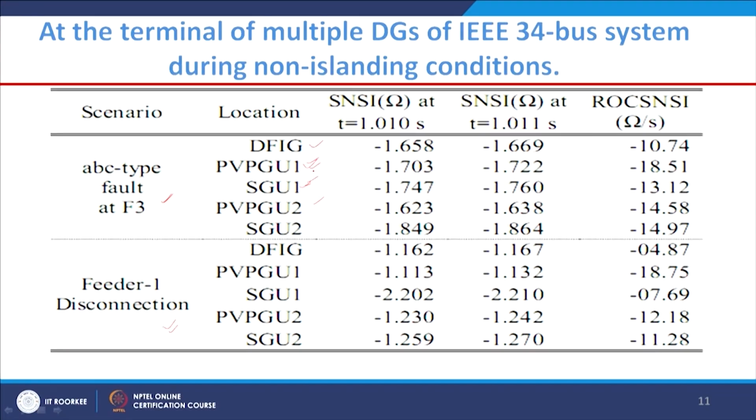Now, you could see here, I will just come to this column where we have written the rate of change of superimposed negative sequence impedance, and you could see very clearly that all the values are below -20 or +20, right. So, that is why we can say that this technique is very robust, and even for the different types of non-islanding conditions, the technique works well.